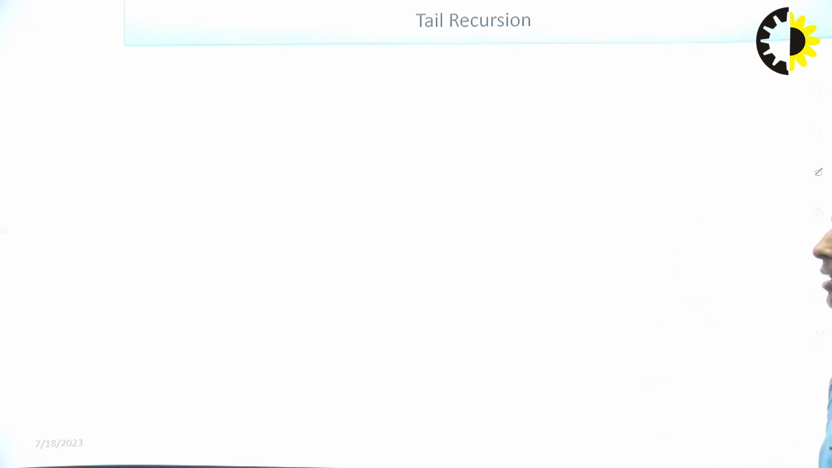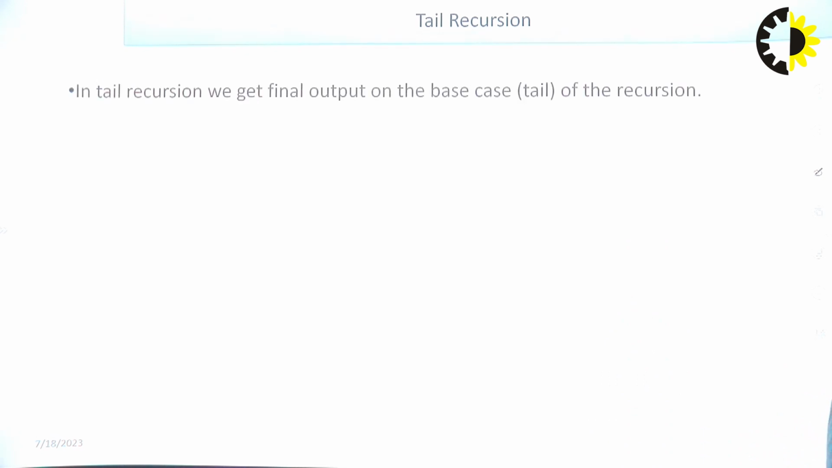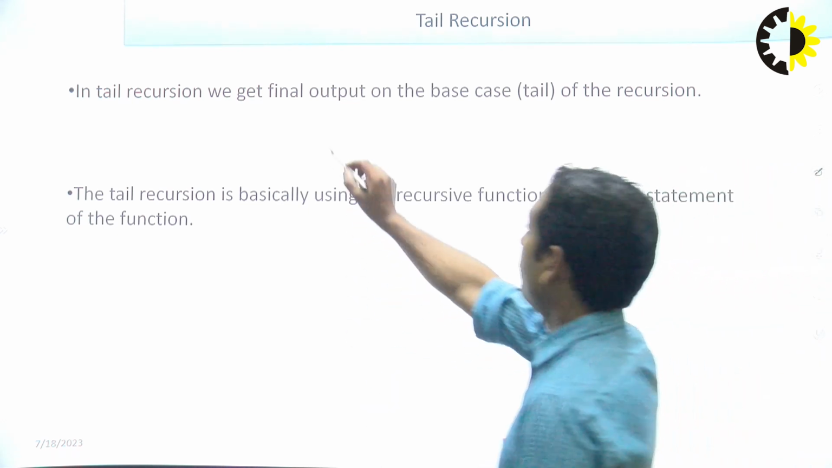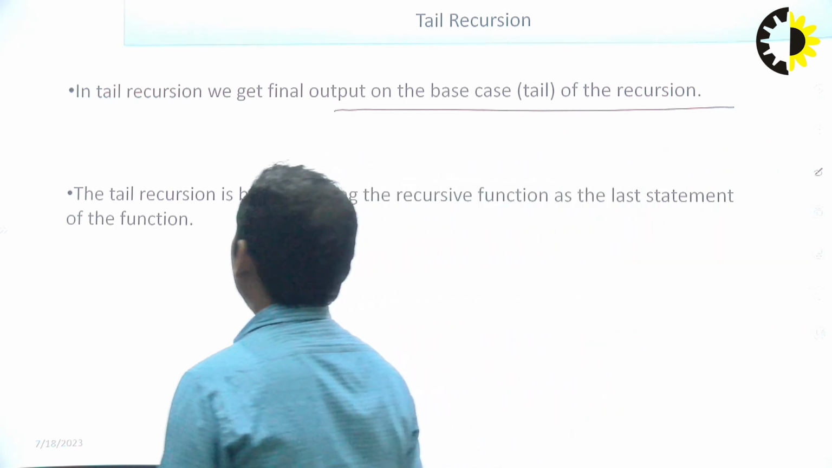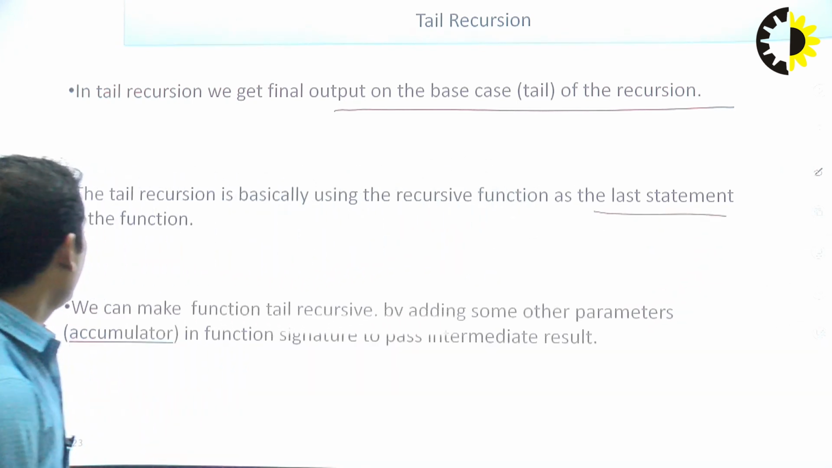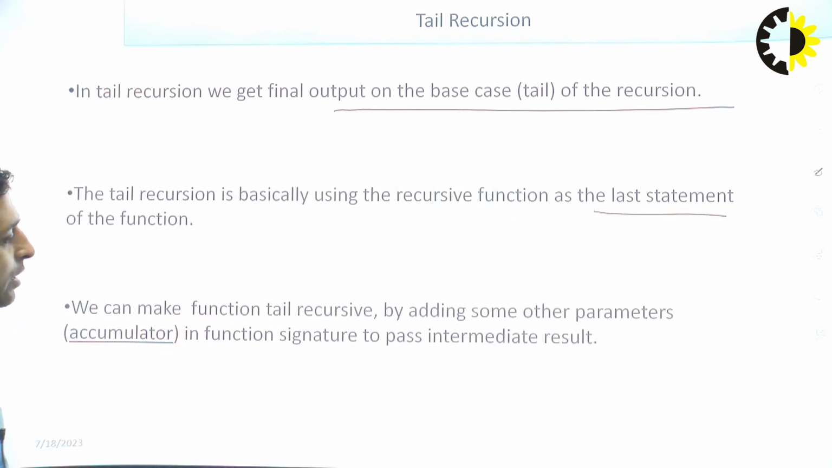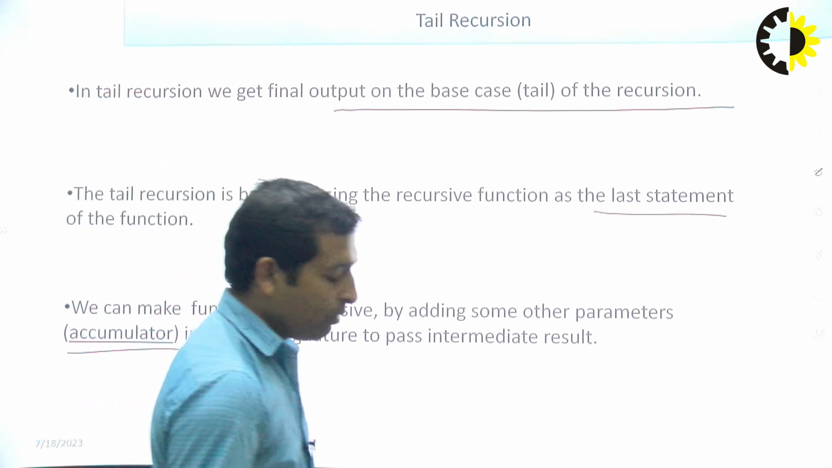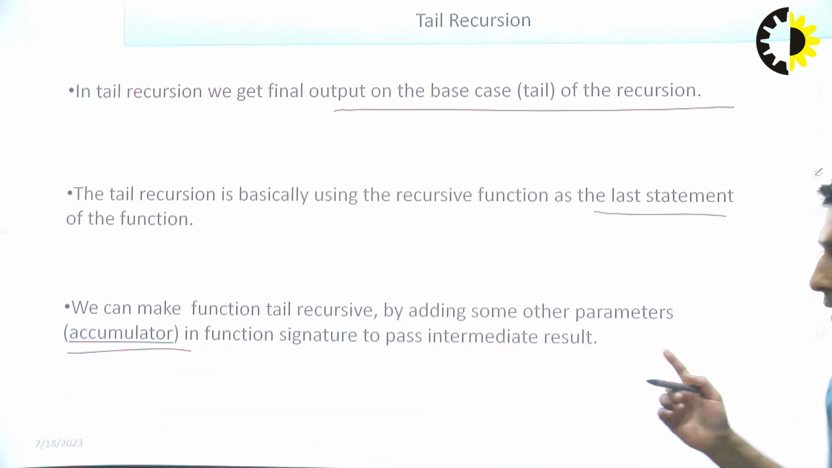Now, all about the recursion, and one more point is tail recursion. This is another technique of recursion in which we get the final output at the base case, not at the first call. At the last call we will get the result, and this is known as tail recursion. In tail recursion we get the final output on the base case or tail. Tail recursion basically uses the recursive function call as the last statement of the function. We can make a function tail recursive by adding some parameter, known as an accumulator, in the function signature, meaning we need one extra parameter to maintain the tail recursion.